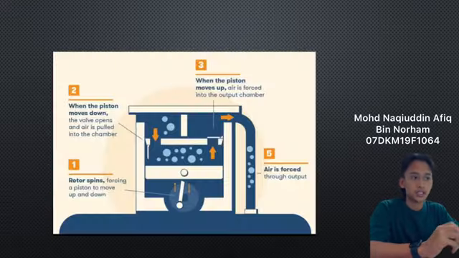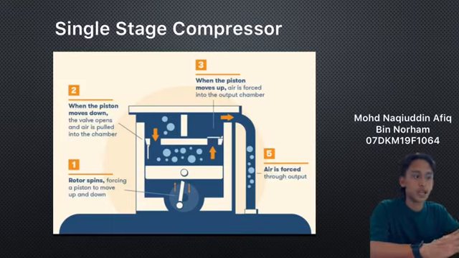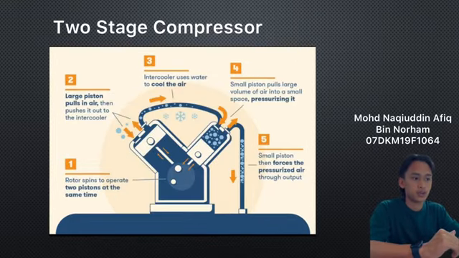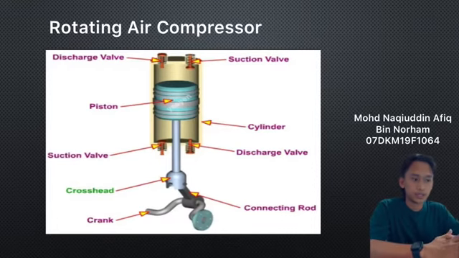In a single stage compressor, air is compressed on one side of the piston. The two stage compressor has two compression chambers on either side of the piston. The rotary air compressor, which is the simplest compressor, consists of two rotors with rotating lobes in an airtight casing that has inlet and outlet ports.